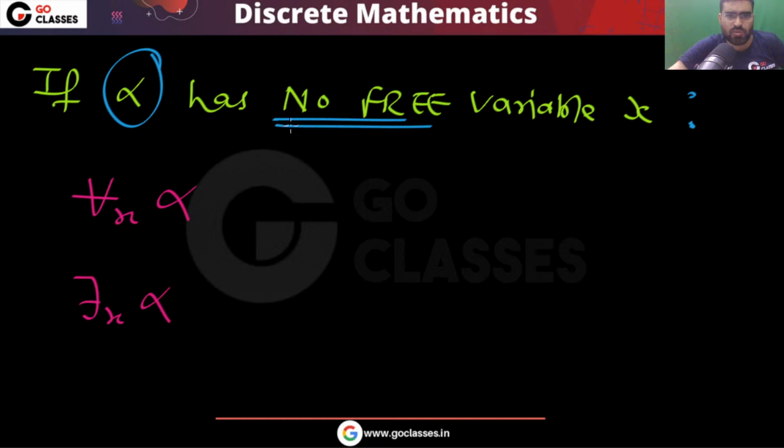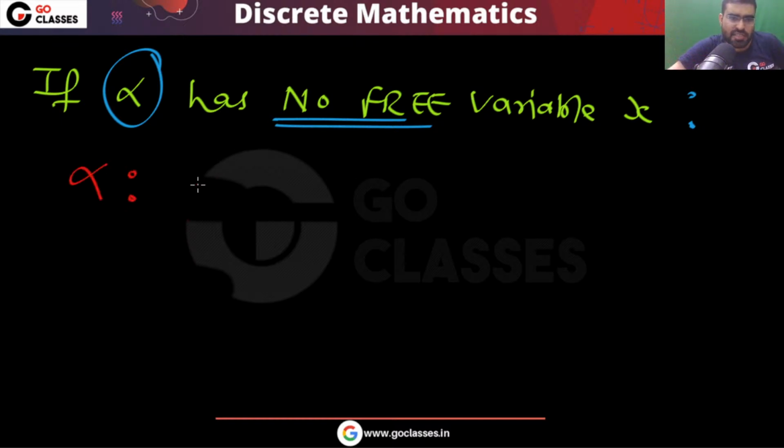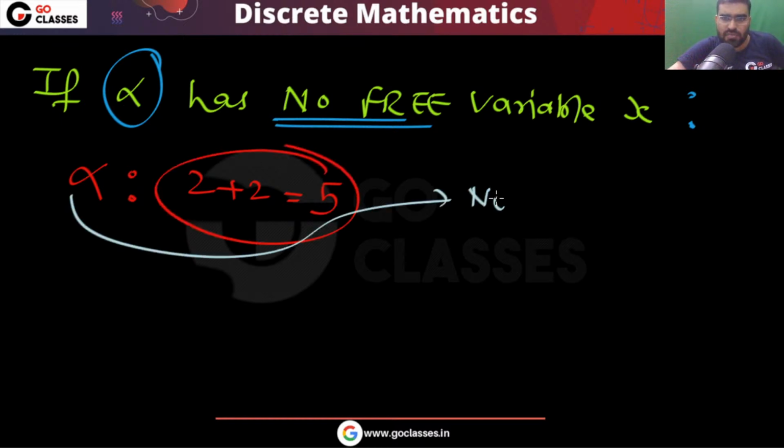Okay, so you tell me about this one. If there is no free variable x, if there is no free x, then this is equivalent to alpha and this is also equivalent to alpha. Take an example. Why are you so worried? Why are you so underconfident? See, take some example where x has no free variable. For example, 2 plus 2 equal to 5. Can you notice there is no free x? Yes or no? There is no free x.